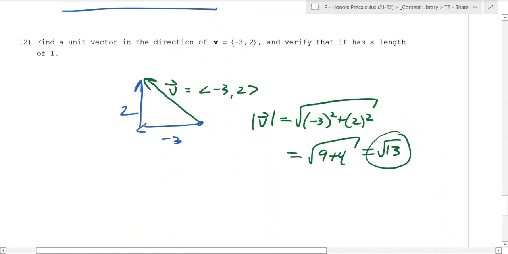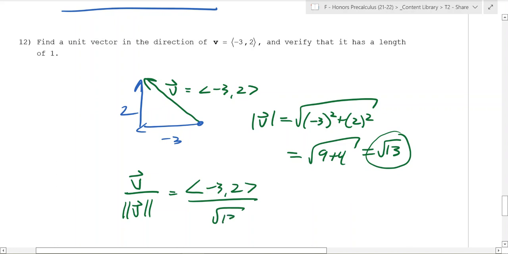So how do we turn this into a magnitude of 1? Well, you take the vector v and you divide it by the magnitude of v. And you'll notice sometimes I use double bars. That also means magnitude. You can do that as well. So that's going to be the vector negative 3, 2 divided by root 13. And you can write that literally as negative 3 over root 13, comma 2 over root 13. You can leave it just like this.